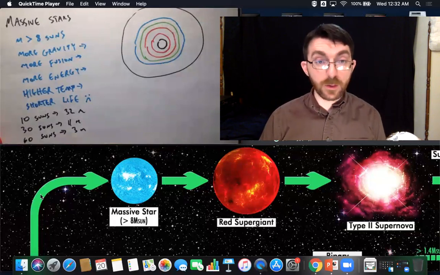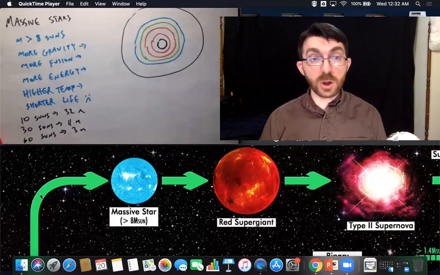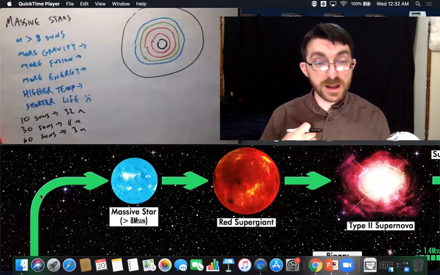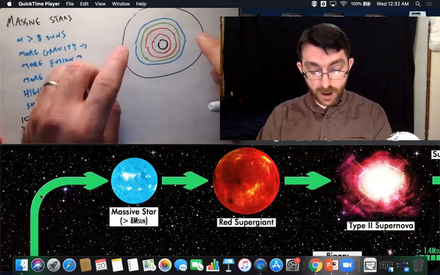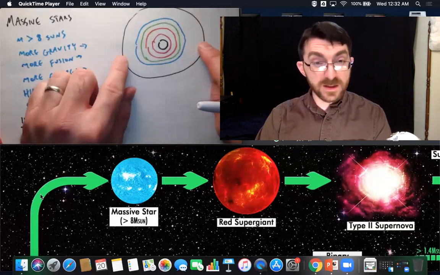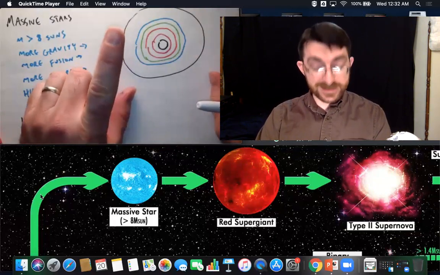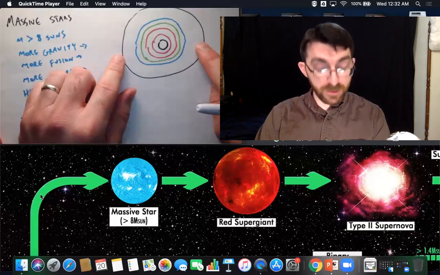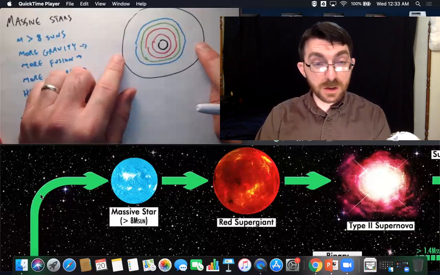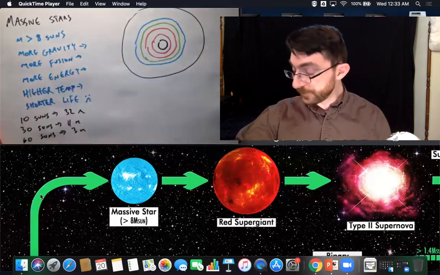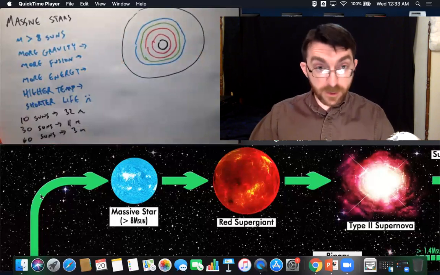Now, just like in the last one, the usable fuel is going to be used up, and that means the fusion slows down and the outermost part is going to expand. This is where it gets nasty, because there is actually a limit to which fusion can occur within a star. If you look on a periodic table, you can see that there is an order to the elements that they'll fuse into.